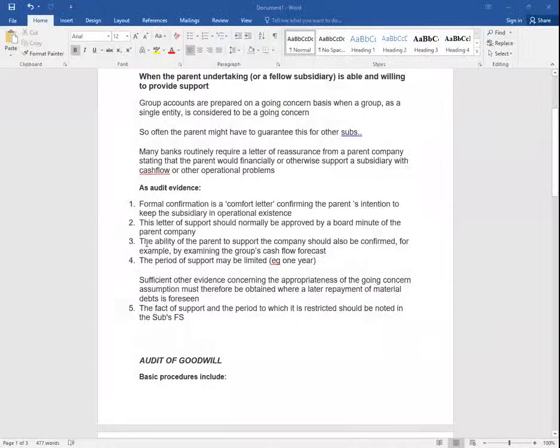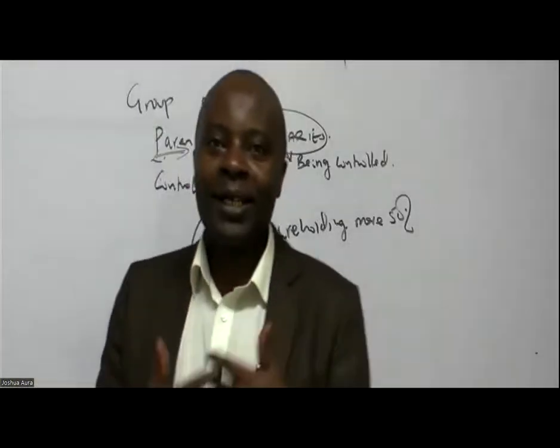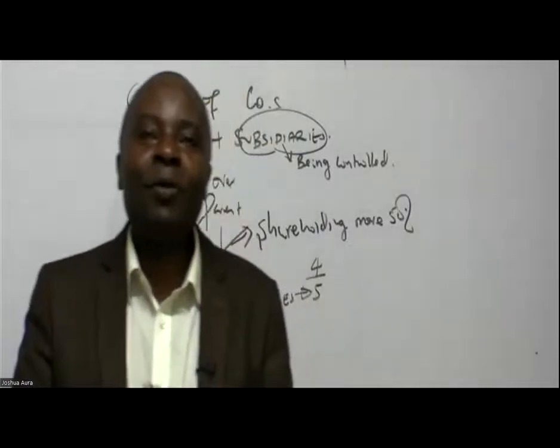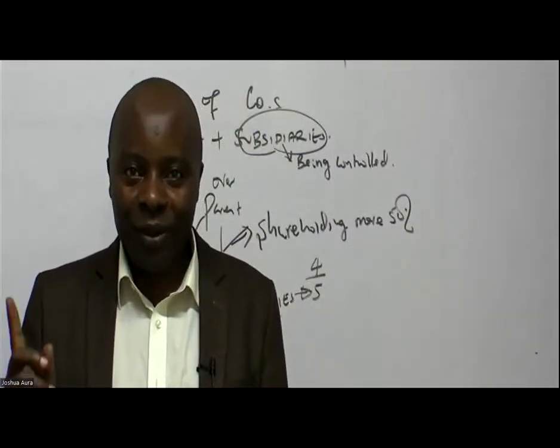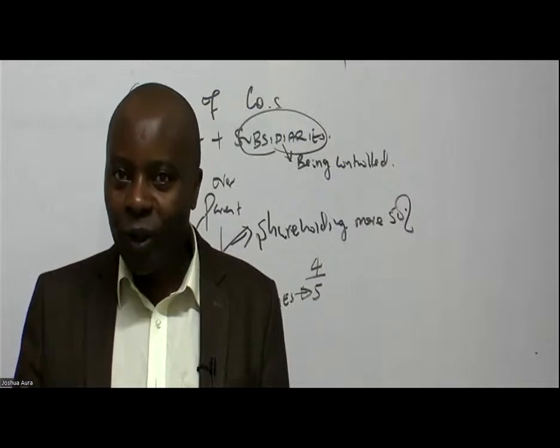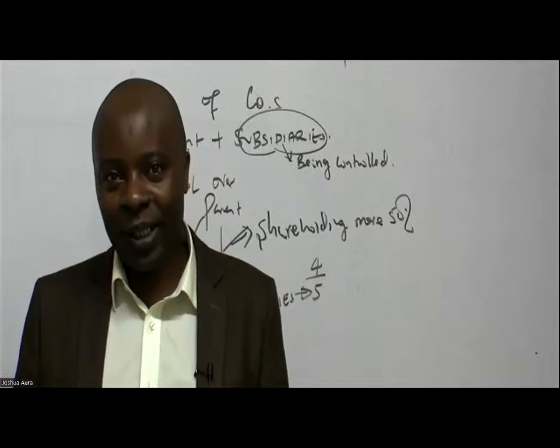Great. Number 3, the ability of the parent to support the company should also be confirmed, for example, by examining the group's cash flow forecast. I love what this lady told me. I think it's Helen. She told me, hey, as a parent, there is no way you'll come, for example, to RCM college and leave your son with me, right? I would want to know your capacity to come and pay these fees later. It will be very important.